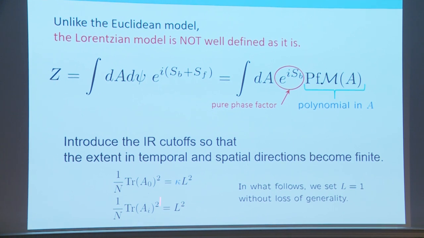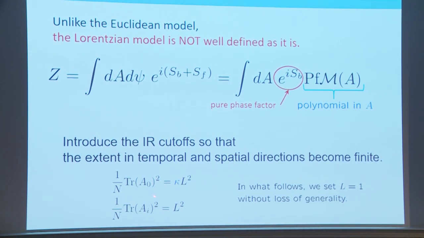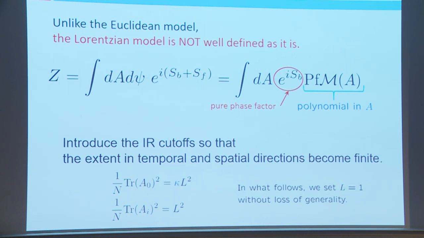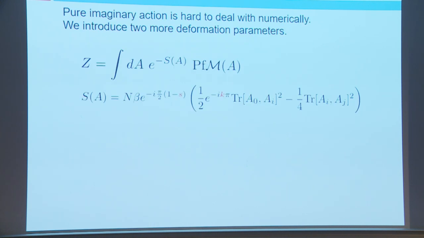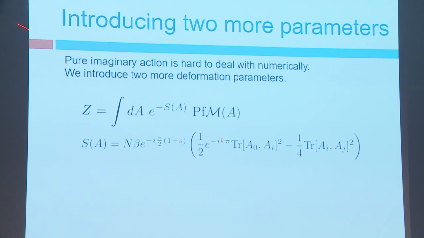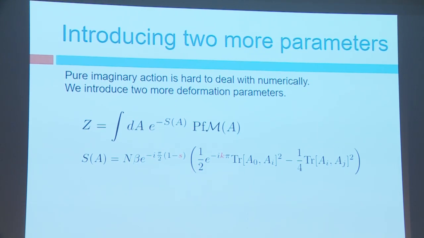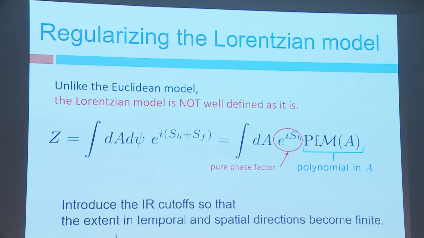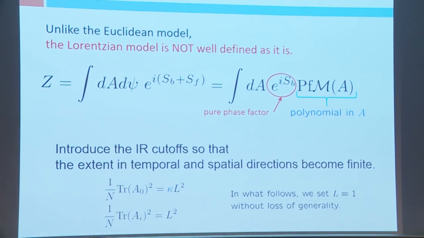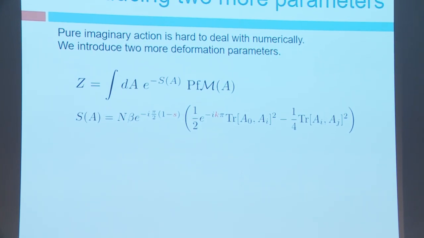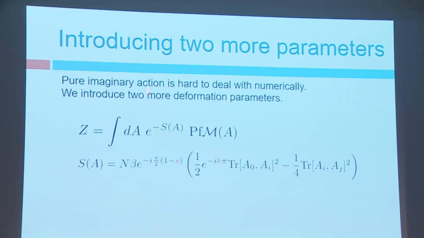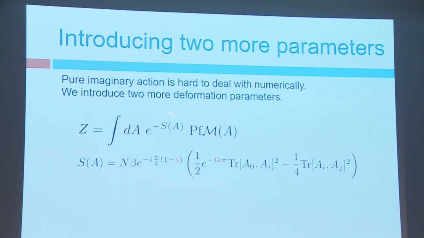So we impose this constraint on the matrices A_0 and A_i. Here we set L equal to 1 without loss of generality. Now, a pure imaginary action is hard to deal with numerically. Now we have a pure phase factor here, so it is difficult to treat this pure imaginary action. So we introduce two more deformation parameters, s and k here.